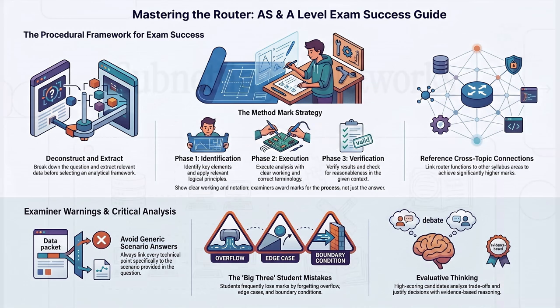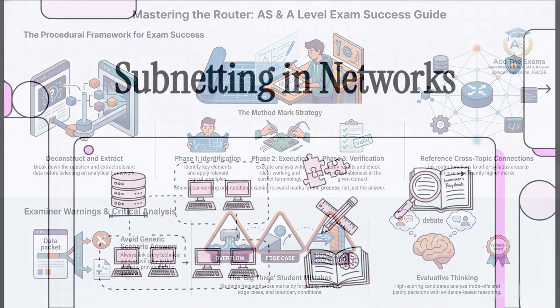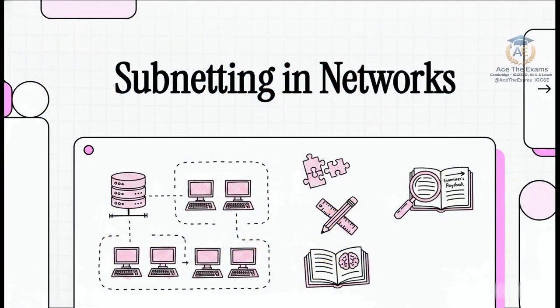Today we are unpacking something that absolutely strikes fear into the hearts of so many computer science students. But honestly, it's absolutely critical for your success: subnetting and networks. Specifically, we're diving deep into the Cambridge AS and A-Level 9618 syllabus, though these concepts really span across codes like 0417, 0478, 0983, 0984, and 2210 as well.